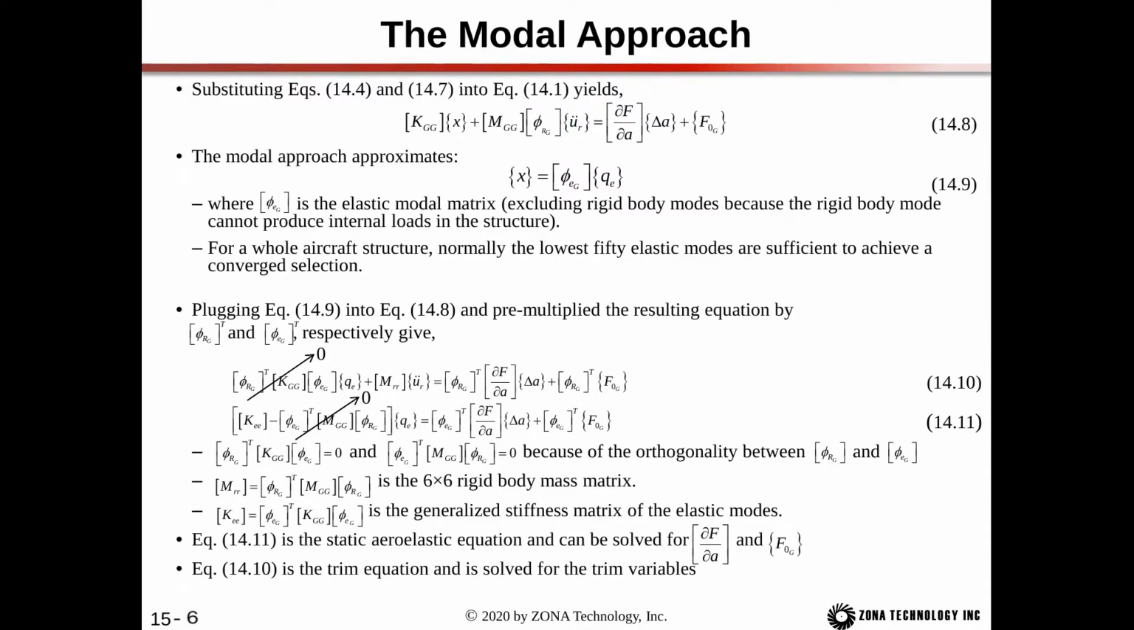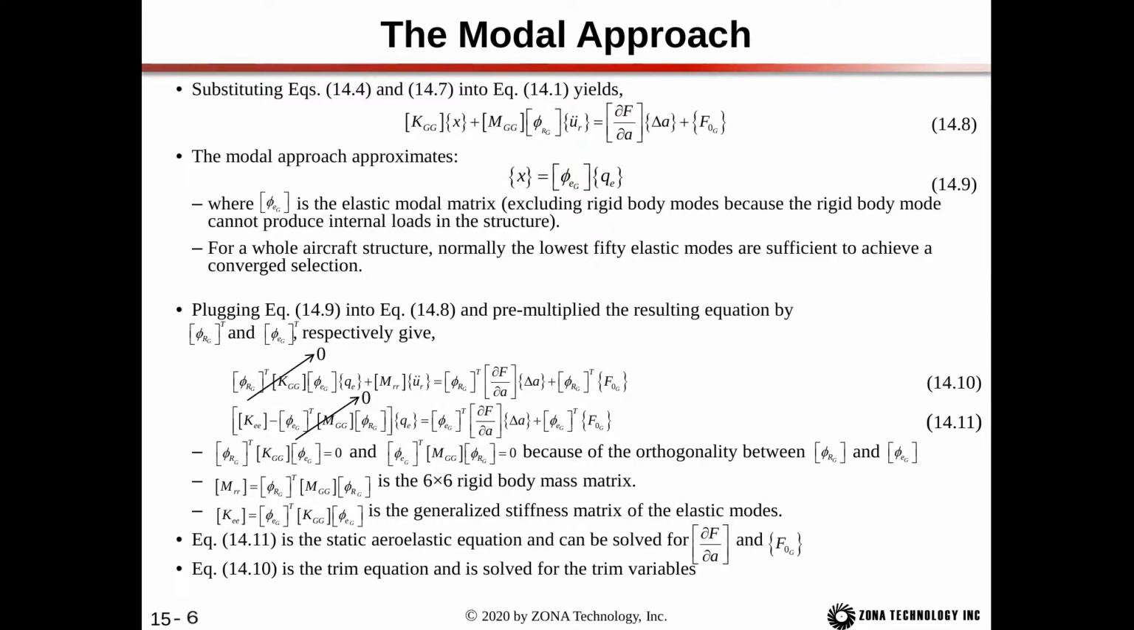Now the modal approach approximates x as phi eg times qe, where phi eg is the elastic modal matrix excluding the rigid body modes, because the rigid body modes cannot produce internal loads in the structure. And just as a note, for a whole aircraft structure, normally the lowest 50 elastic modes are sufficient to achieve a converged solution.